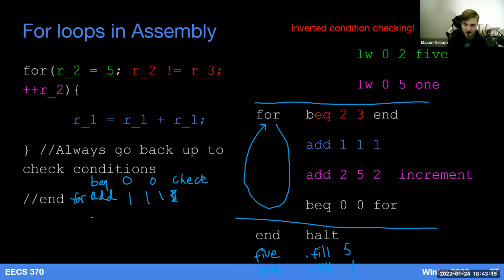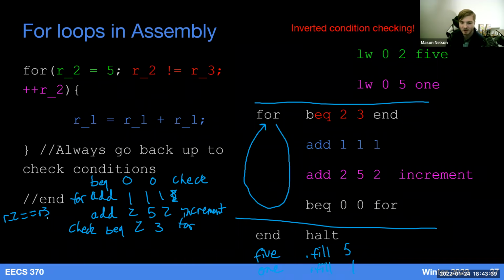And then of course we increment. Do increment. And then we have our check condition, right? And that here is BEQ 2, 3, 4. And of course, this would have to be if our for loop was checking R2 being equal to R3, but we could do it this way.